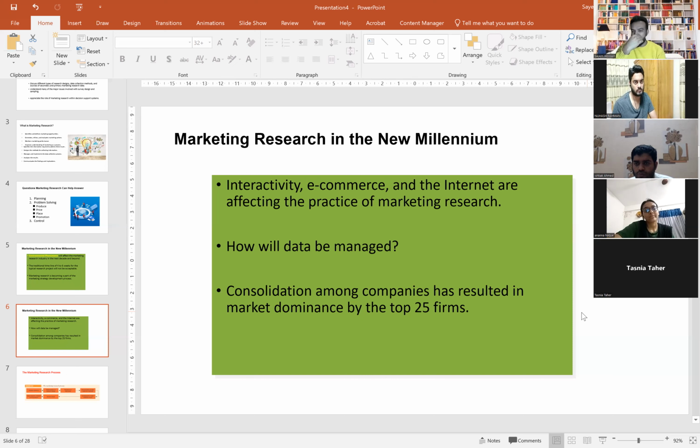So this is another trend for marketing research. How will data be managed? That's another thing, data management. Now, let's talk about data management again. A few years ago, there was a scandal that Facebook got involved in. Who can tell me what was the name of that scandal?